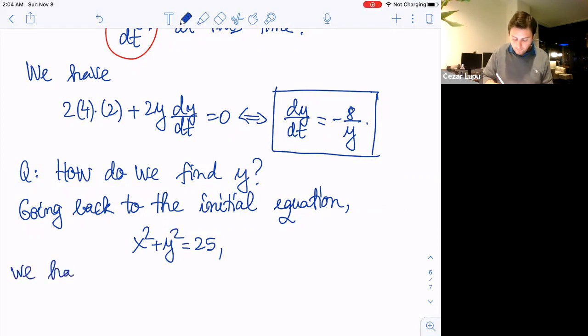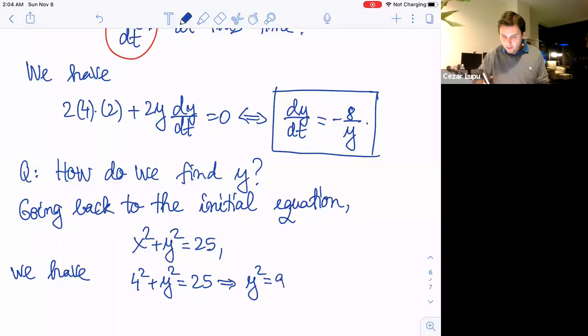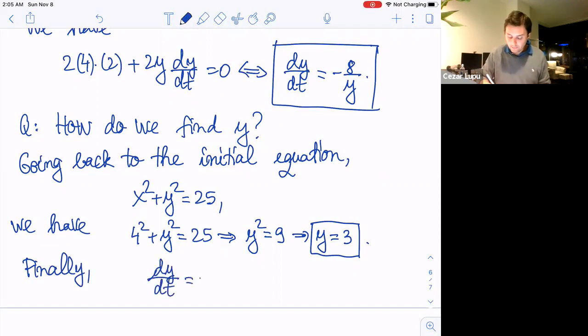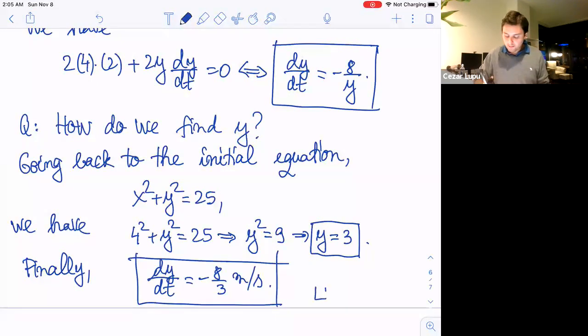We have 4 squared plus y squared equals 25, so from here it follows that y squared equals 9, and y will be plus or minus 3, but y has to be positive, so we retain only y equals 3. So finally, dy over dt is negative 8 over 3 meters per second, and that's it. That's the problem. You see, a very similar situation again, Pythagoras.